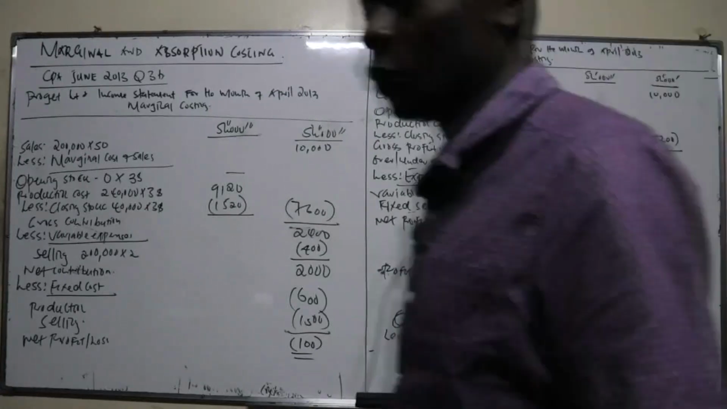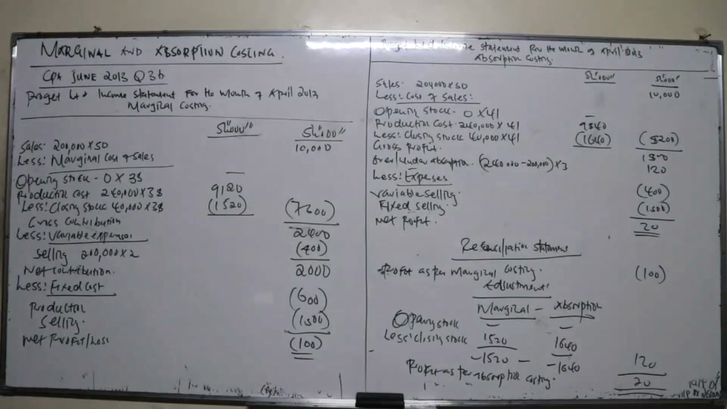Under marginal and absorption costing, we have several questions under that topic for your exercise. Like, for example, we have April 2011, I think so. Is it May 2011, if I'm not wrong? We have May 2011.